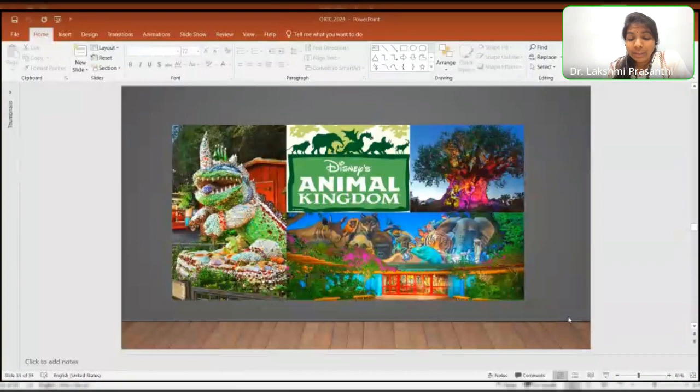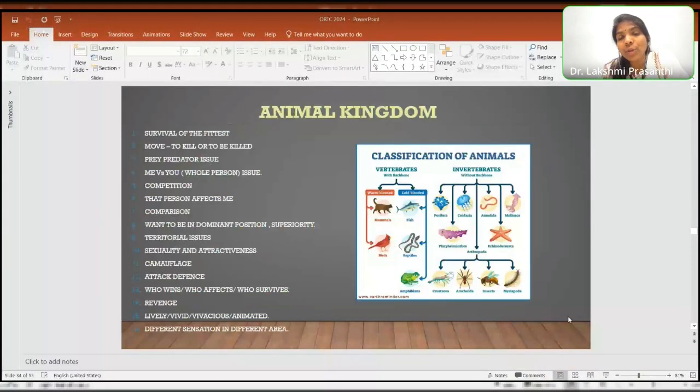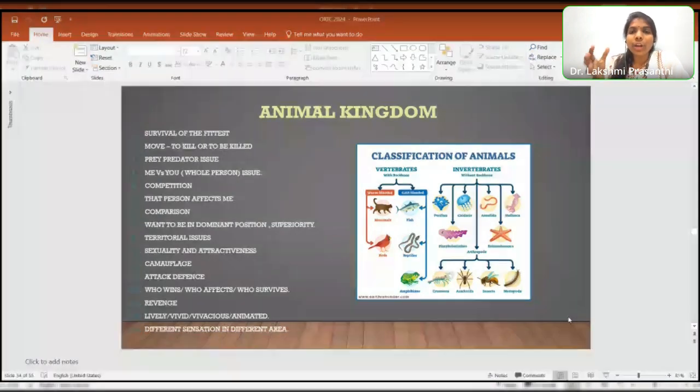So animal kingdom basically means how it is the issue of survival. How you are trying to maintain yourself to survive. You know, there's a lot of me versus you issue. Many of you would be knowing this, me versus you issue. You have to maintain yourself to move, to live or to die, to kill or to get killed. There is me versus you, the prey and predator issue.